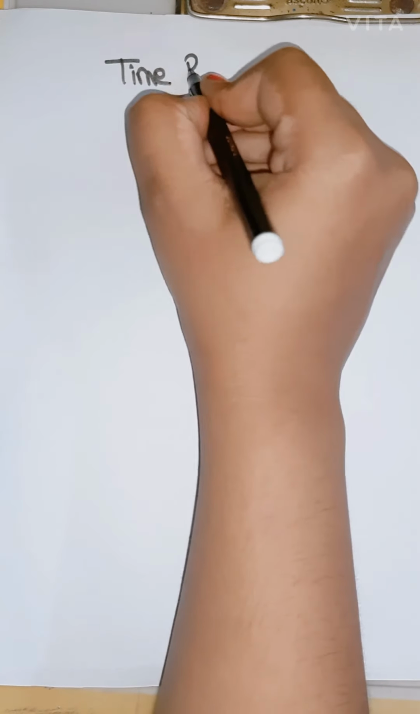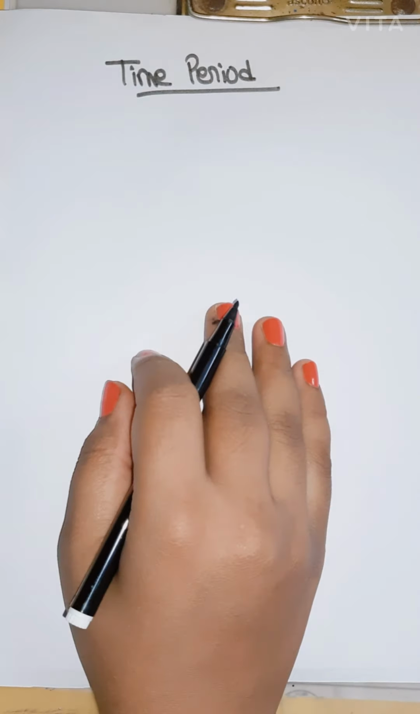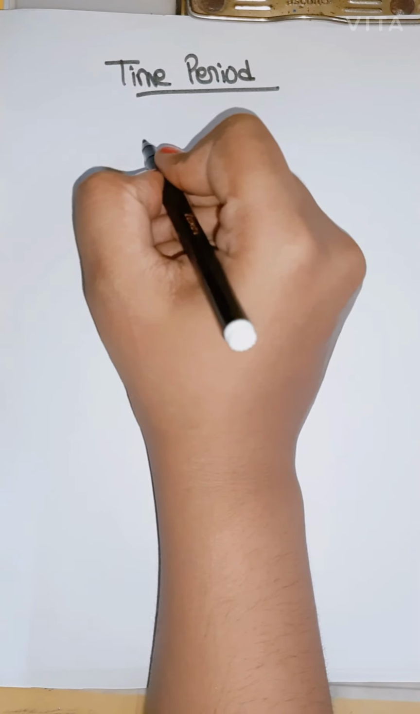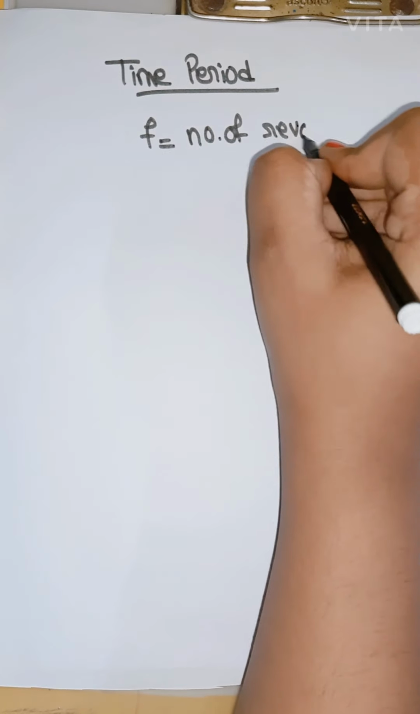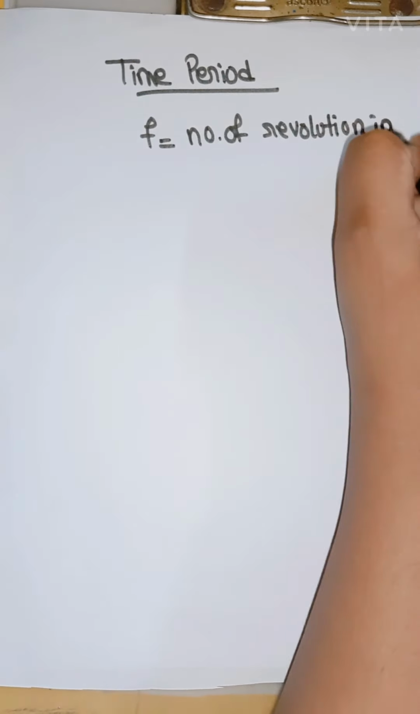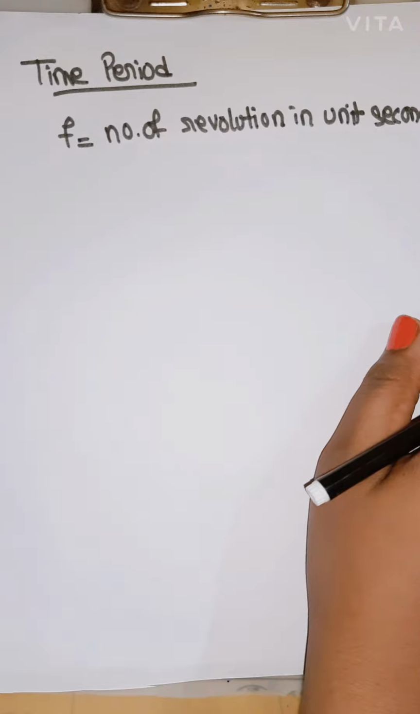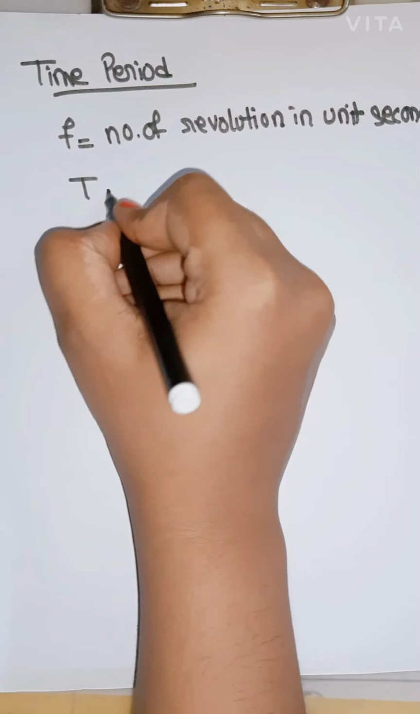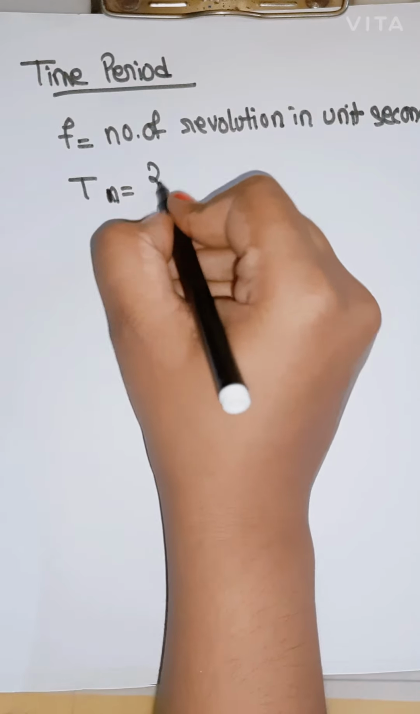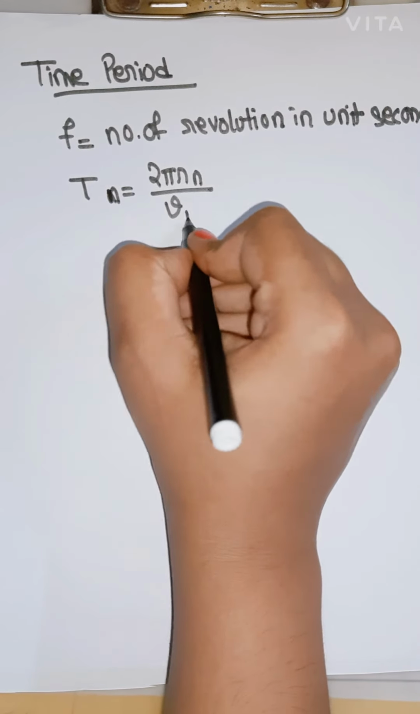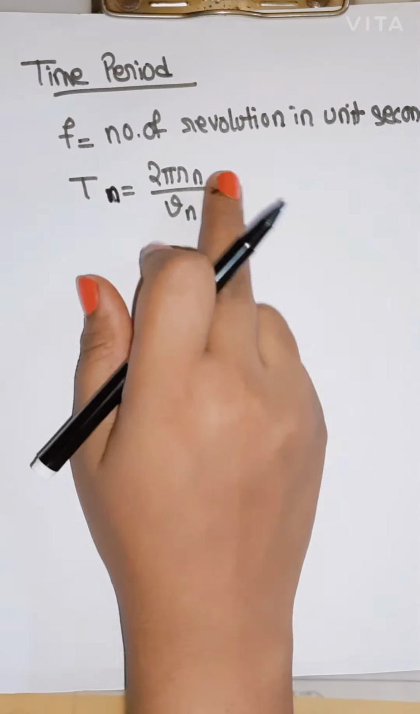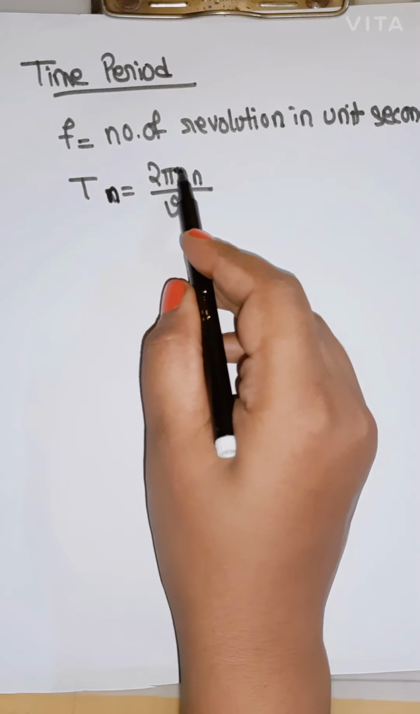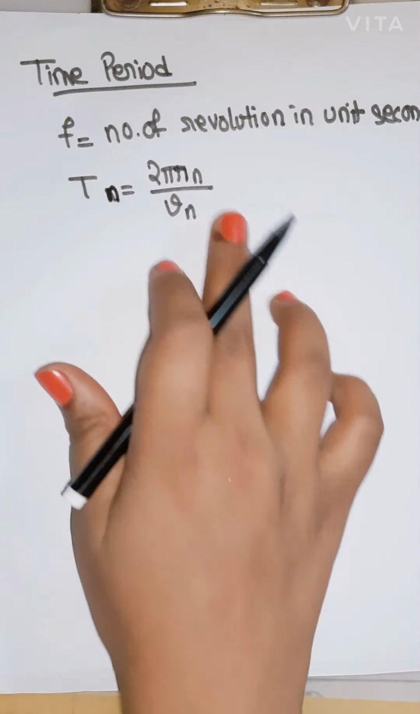Time period and frequency of revolution in a hydrogen-like atom. So frequency, what we call, we define as the number of revolutions in a unit second. Time period of revolution Tn is equal to 2 pi Rn by Vn. As we know, velocity is equal to distance traveled by time taken, and 2 pi Rn is the perimeter, so that is the distance.